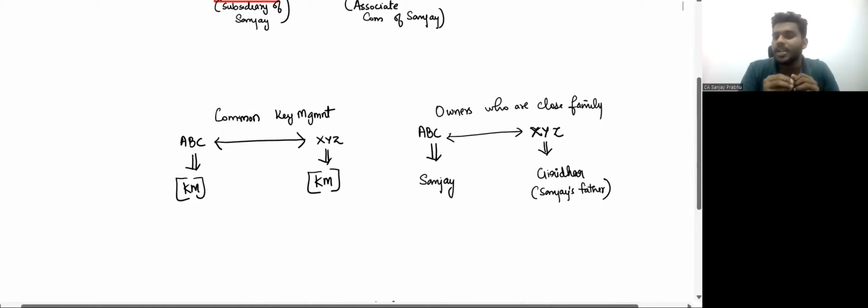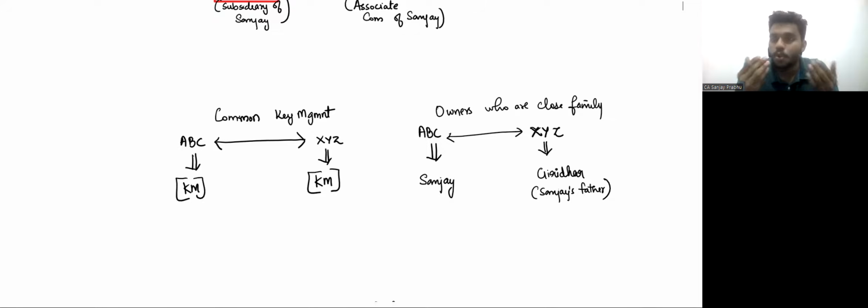Now we said something about common key management as well as owners who are close family members. See, ABC as well as XYZ: the key management of both the companies are the same people. So both the companies will also become related parties. We can see another pair, ABC and XYZ, where the owner of ABC is Sanjay and the owner of XYZ is none other than Sanjay's father. Here Sanjay and Sanjay's father are close family members. So both ABC and XYZ will also become related parties. Agree to this point? Agree to this topic?